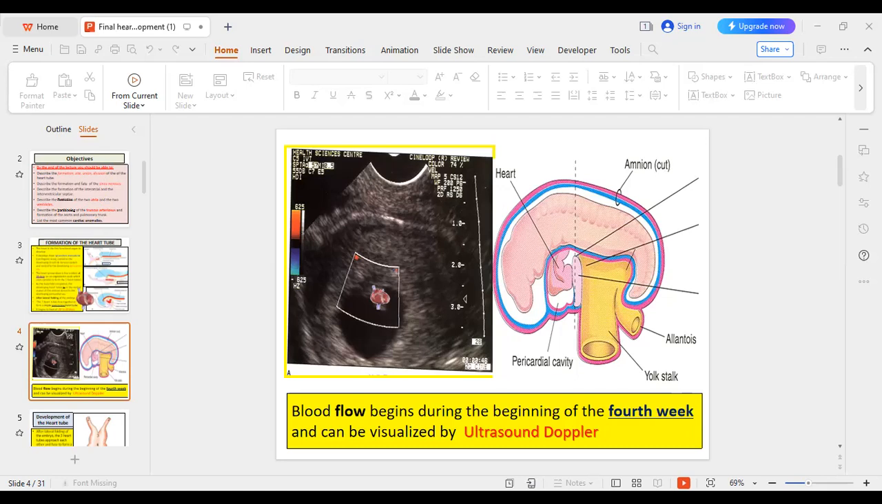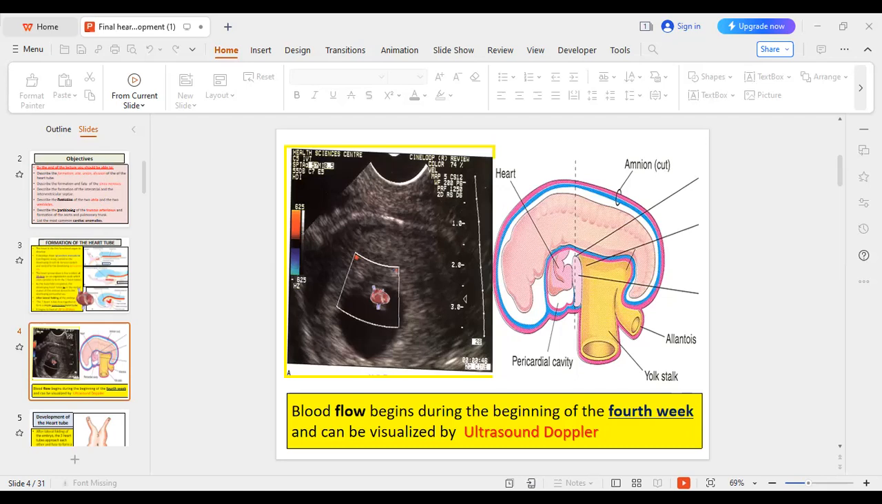The ostium primum becomes smaller and disappears as the septum primum fuses completely with the endocardial cushion, that is the septum intermedium, to form the interatrial septum.